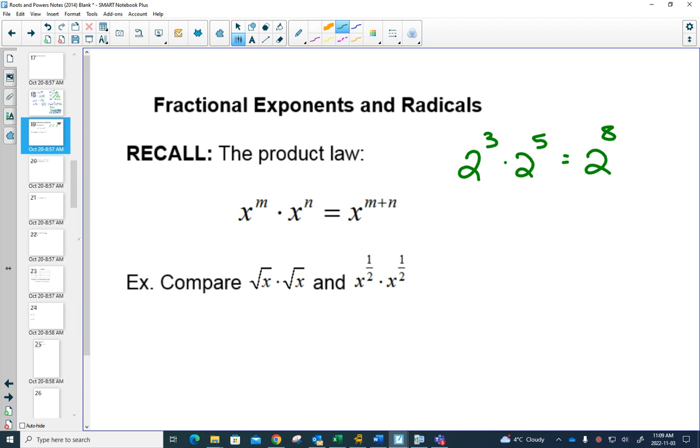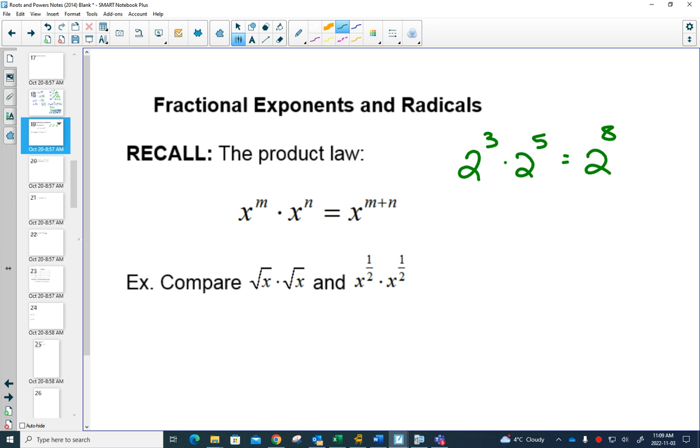And in the end, you would have 2 times 2 times 2 times 2 times 2 times 2 times 2 times 2. And you count, oh, I have 8 2's all multiplied together, so that makes 2 to the 8. So the law says if your bases are the same, you could just add your exponents. And it works even with fractions.